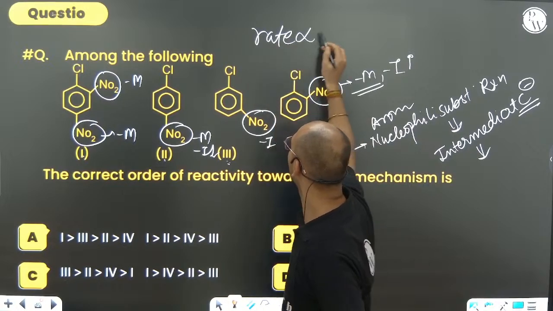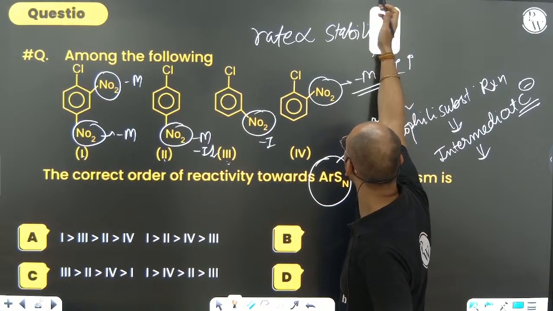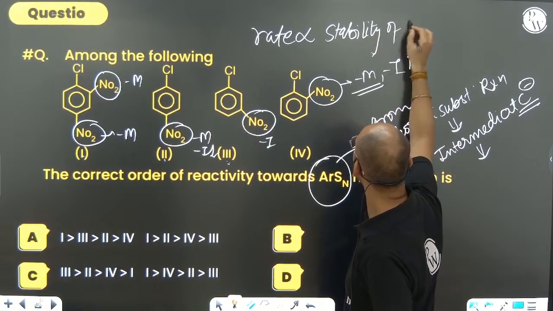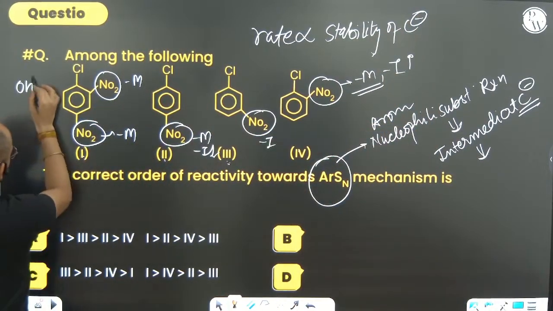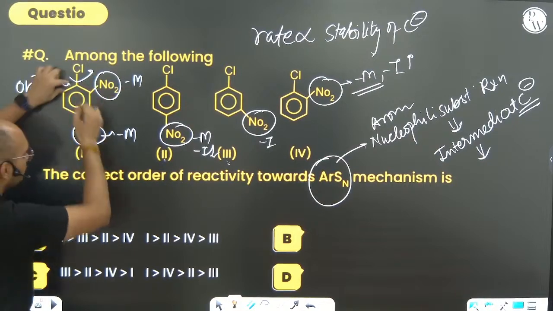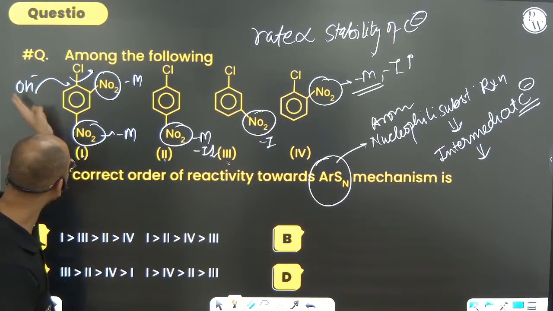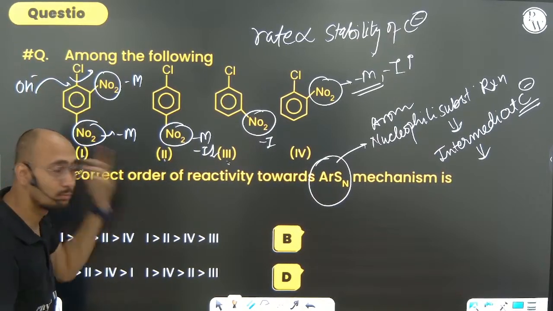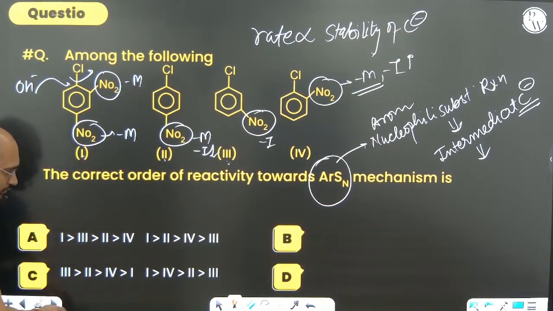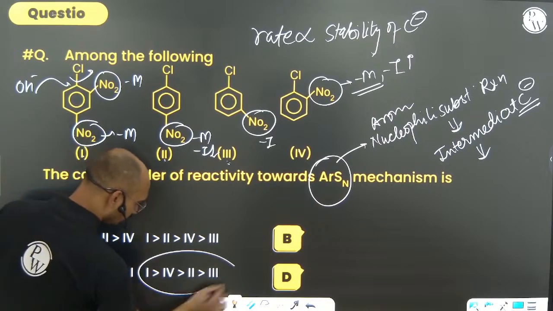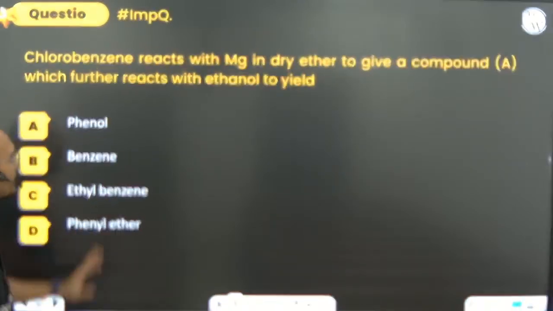So it is basically about the rate. Rate is directly proportional to the stability of the carbanion. So where will the carbanion be most stable? Suppose OH minus attacks and removes Cl minus, then a negative charge forms here. So whichever stabilizes that negative charge more will be more stable. So 1 is more than 4, more than 2, more than 3: 1 4 2 3. I think option D is the correct option.